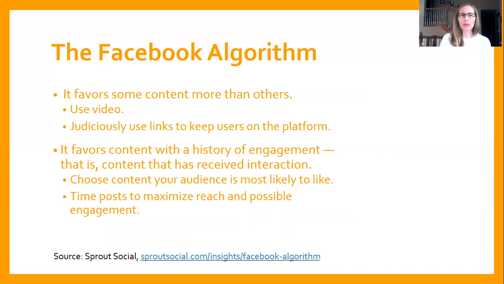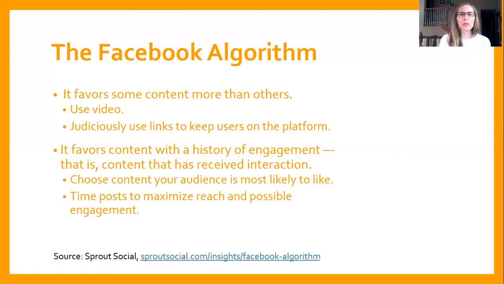The third point related to the Facebook algorithm is that it tends to favor some types of content more than others. And one of the types of content that the Facebook algorithm really seems to like is video. Facebook leadership has been publicly saying that they would like to see Facebook be more of a video-driven platform. So that's probably why we see the algorithm preferring video content. So if you're looking for new types of content to add to your content plan on Facebook, video might be an option for you.